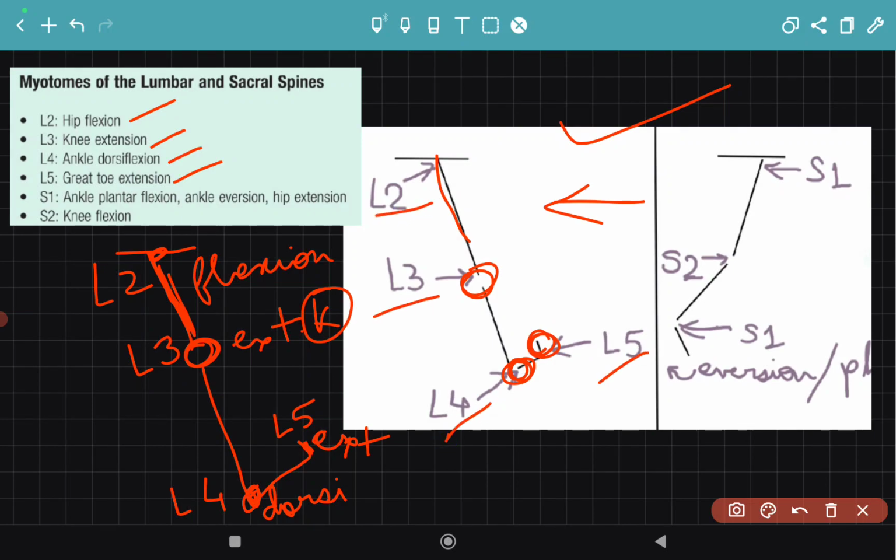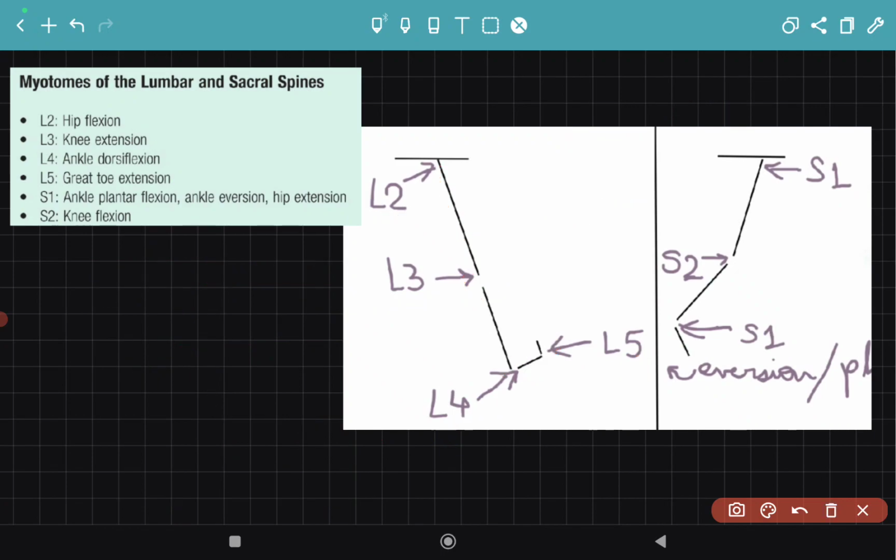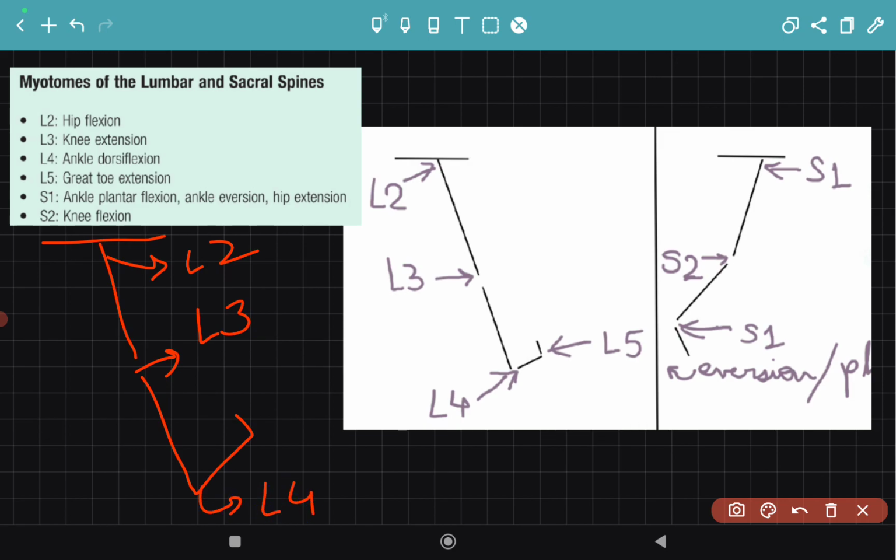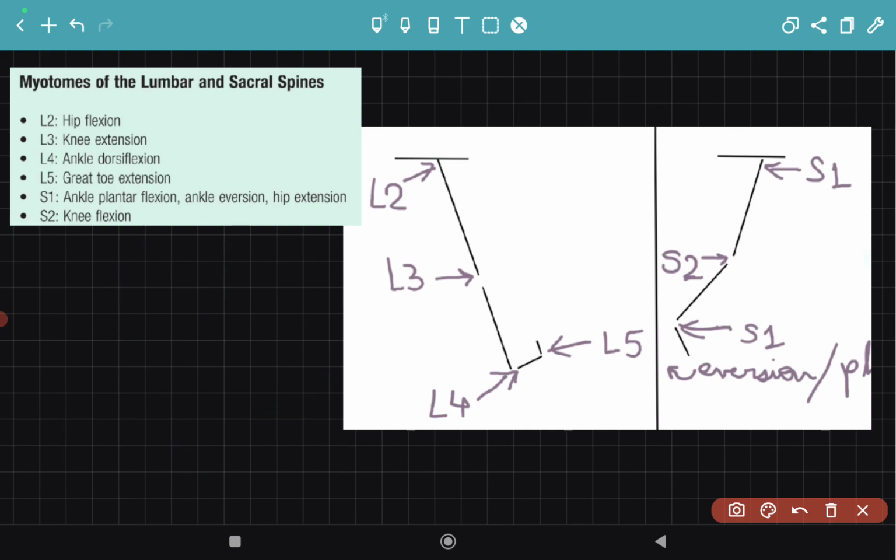So in this way you can remember hip flexion, knee extension, ankle dorsiflexion and toe extension for L2, L3, L4, L5. Going down, you can just consider one joint each: hip, knee, ankle and toe. So just remember this diagram. Hip flexion L2, knee extension L3, ankle dorsiflexion L4, toe extension L5. Easy way to remember. Now S1, S2 is remaining.